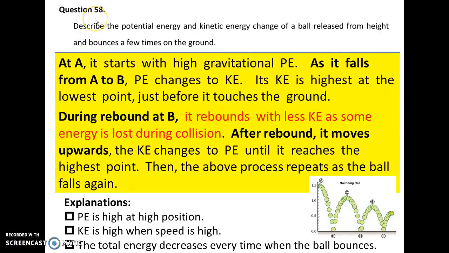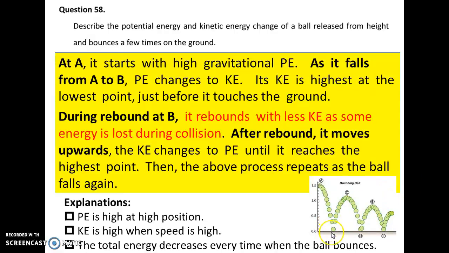Question 58. Describe the potential and kinetic energy change of a ball when it bounces on the ground. At A, the point of release, it starts with high gravitational potential energy. As it falls from A to B, the gravitational potential energy changes to kinetic energy. In fact, the kinetic energy is highest just before the ball hits the ground.